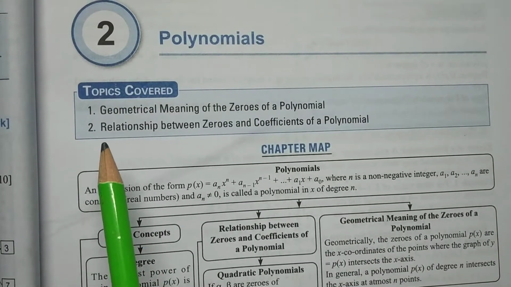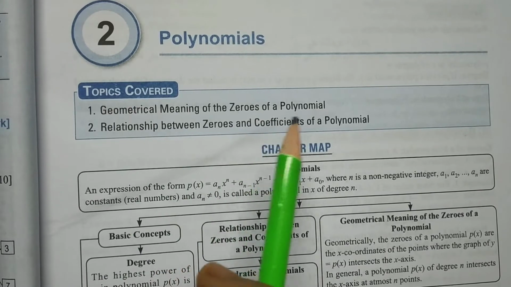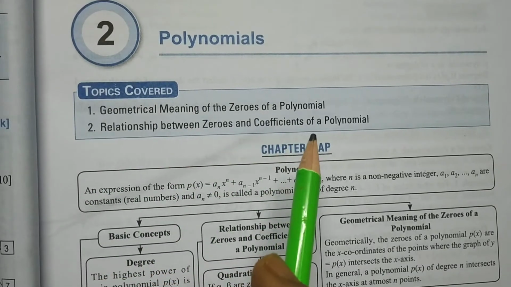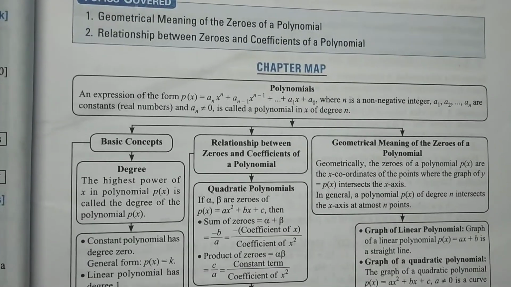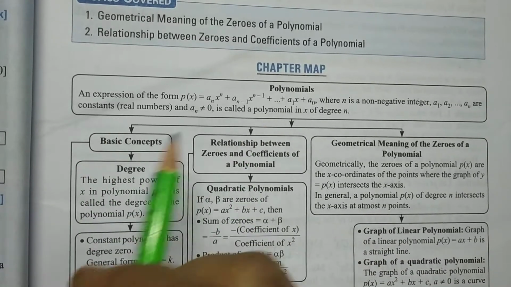In this chapter, we have to discuss the geometrical meaning of the zeros of a polynomial and the relationship between zeros and coefficients of a polynomial. First we discuss the chapter map. What do we mean by a polynomial?